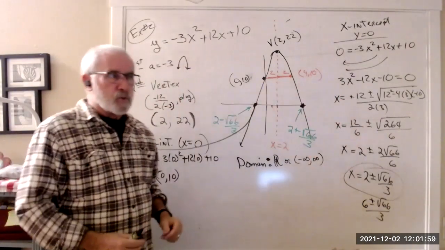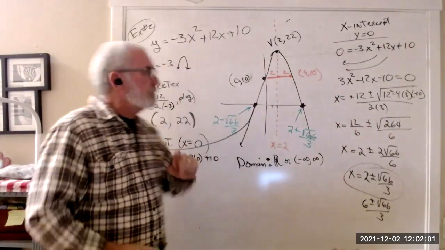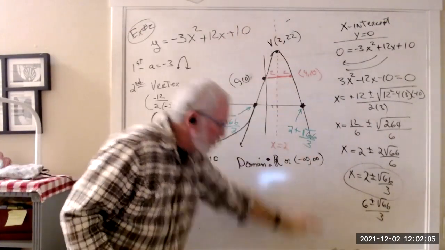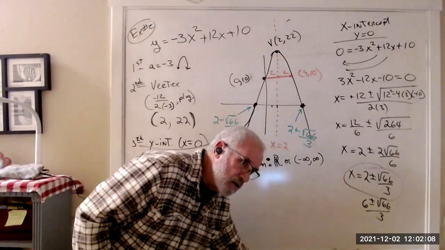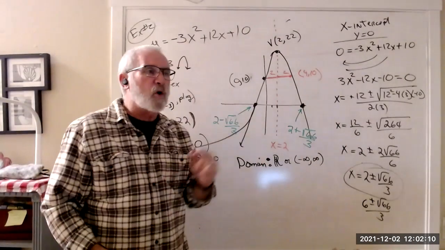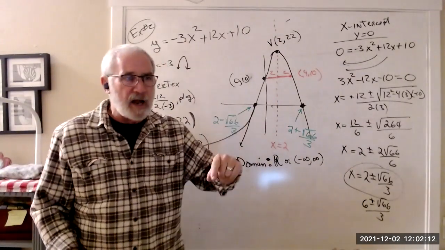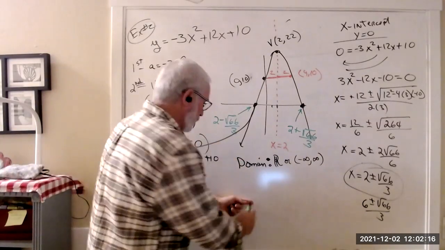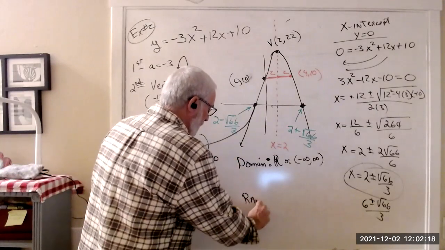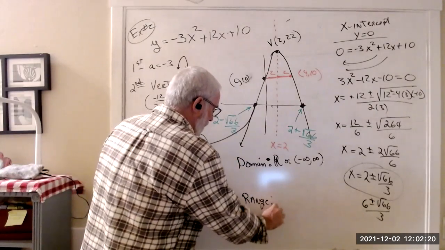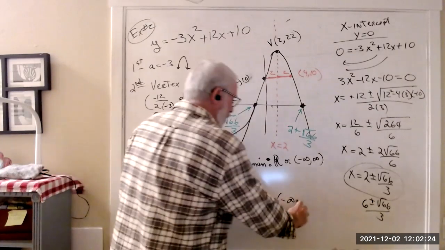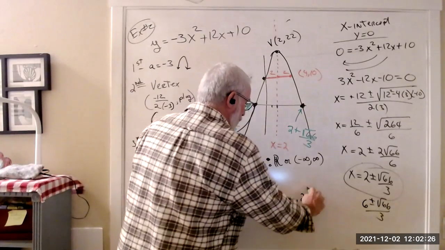Now the range, be careful, is from 22 down to negative infinity. But we always go from low to high. So the range would be negative infinity with a parenthesis on it, comma, 22 with a bracket on it.